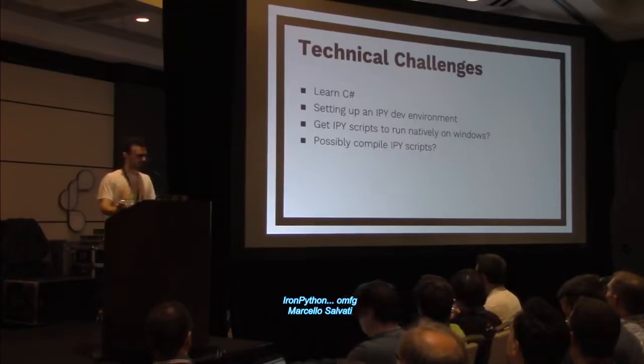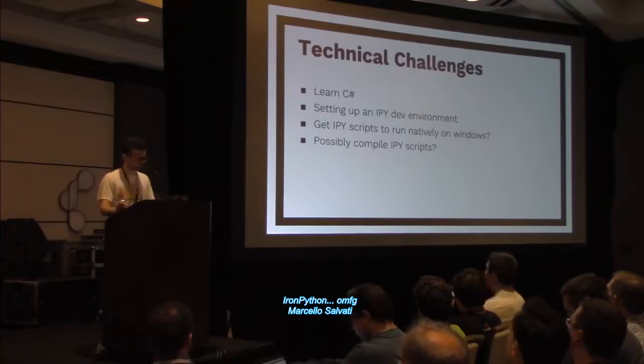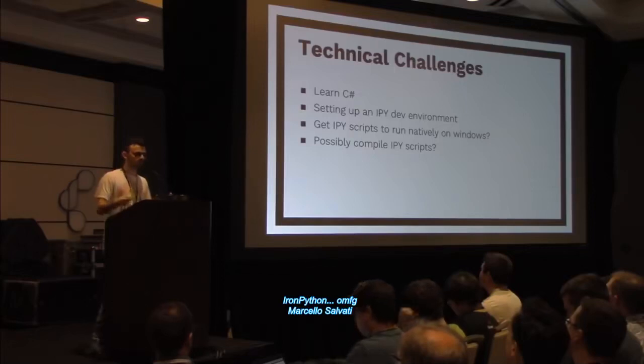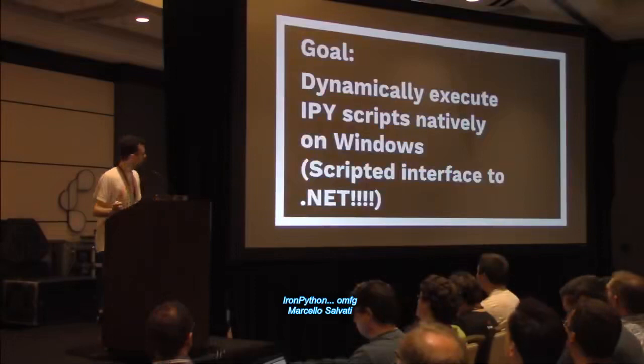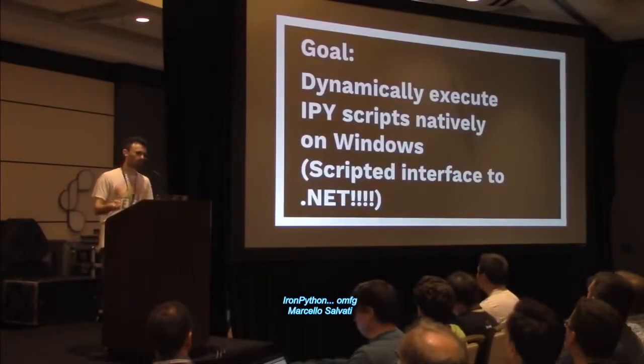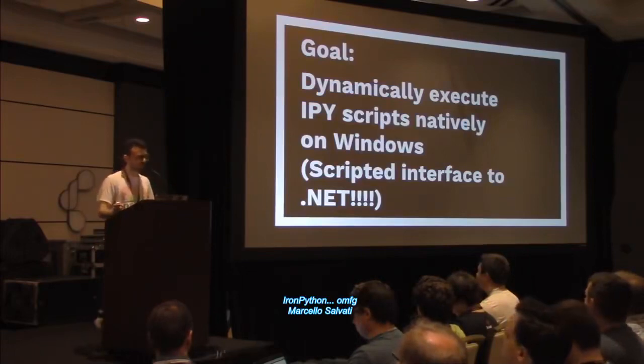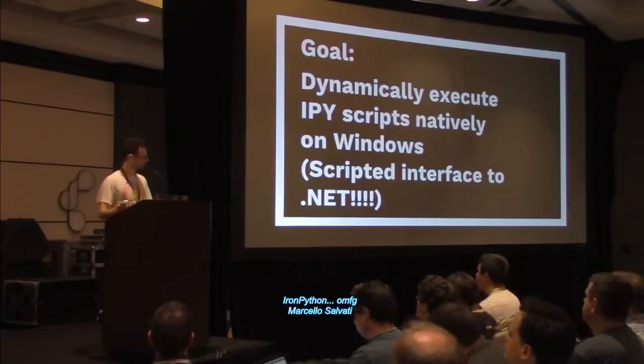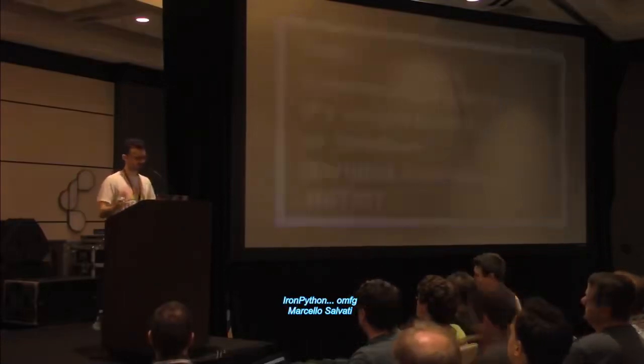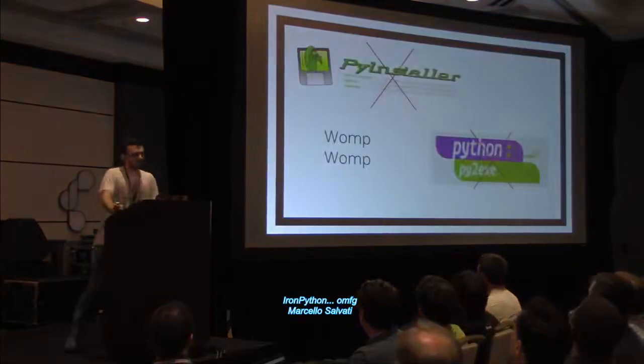Third is how can I get IronPython scripts to run natively on Windows? Because obviously I don't want to social engineer the user into installing IronPython so I can run my stuff. That would be kind of weird. And possibly, to that point, can I compile IronPython scripts to do that, right? So the goal really is native execution of IronPython scripts on Windows, which would be amazing, because that would be a scripted interface to .NET, which would allow us, especially natively, to just dynamically call these .NET APIs on Windows.